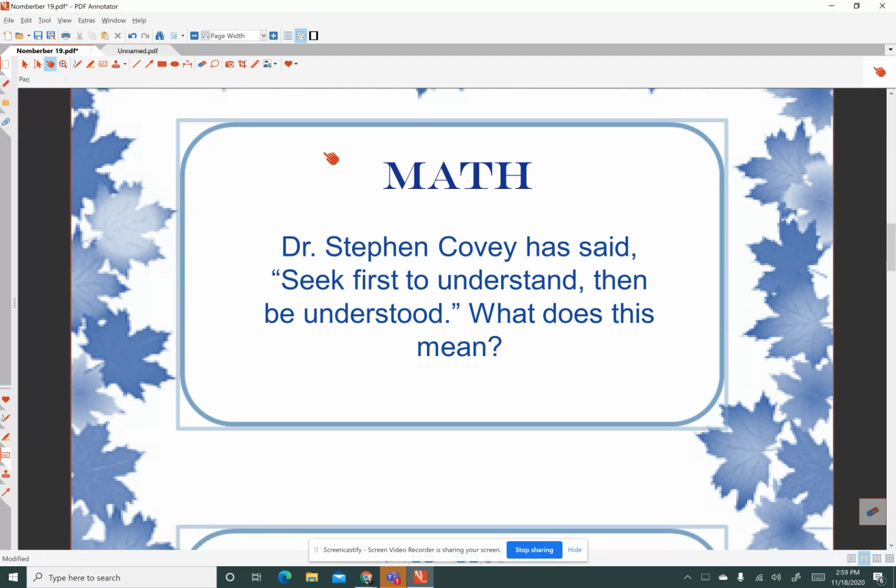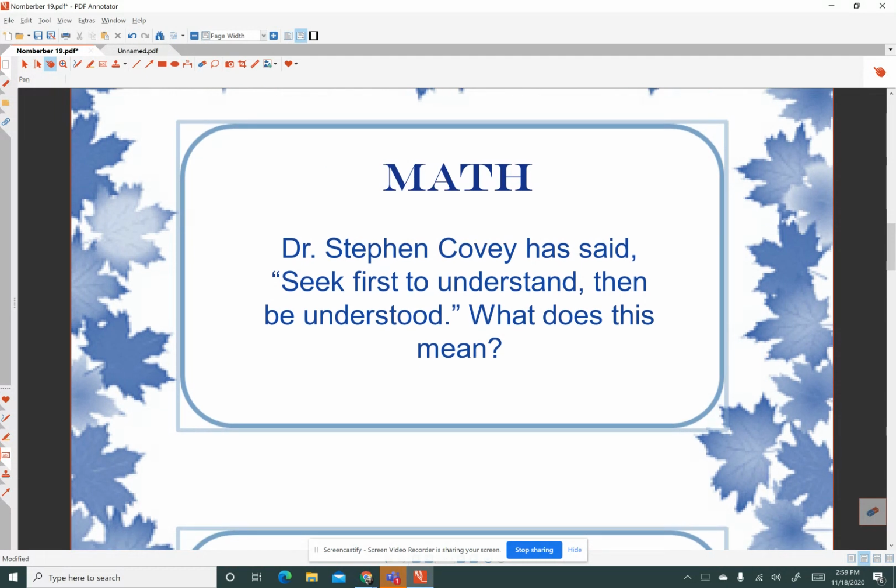So our do now asks the question, Dr. Stephen Covey, who also has passed away, but he was very famous for his book on the 7 habits of highly effective people. And his son, Sean Covey, went on to write a book about the 7 habits of highly effective teens. And I encourage you to get that book and read it and make those 7 habits part of your life. But the father, Dr. Stephen Covey, has said, seek first to understand, then to be understood.